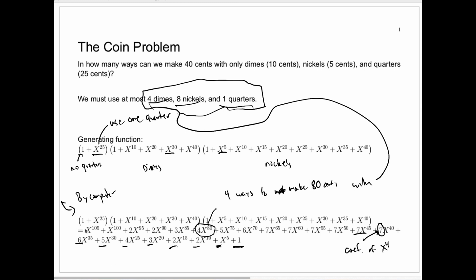Similarly, there's 1 times x to the 105th. There's only 1 way to make $1.05 using these coins, and it should be obvious what that is. It's to use all the coins. Use all 8 nickels, use all 4 dimes, and use the quarter.